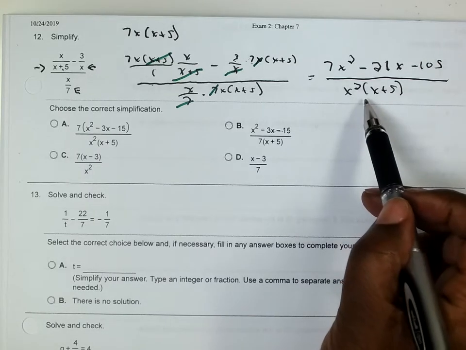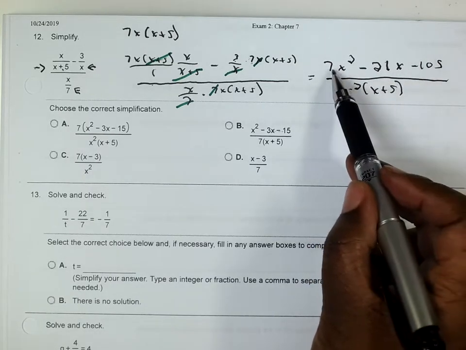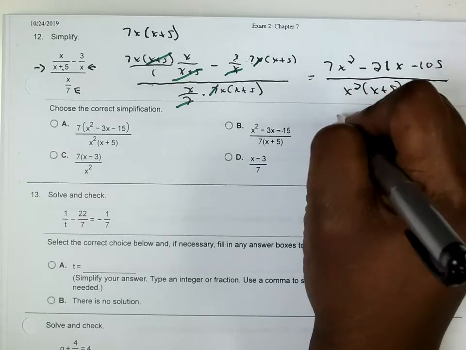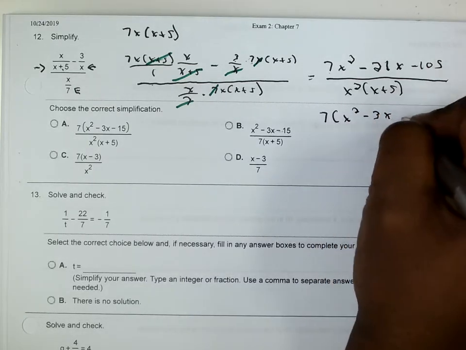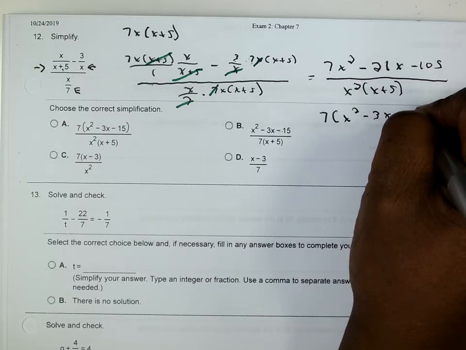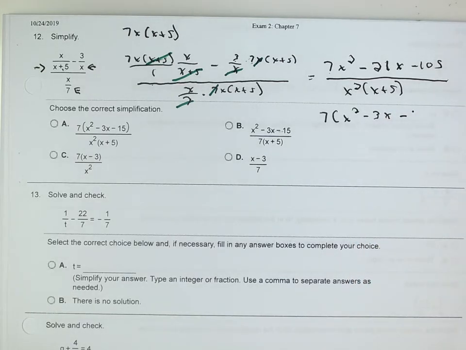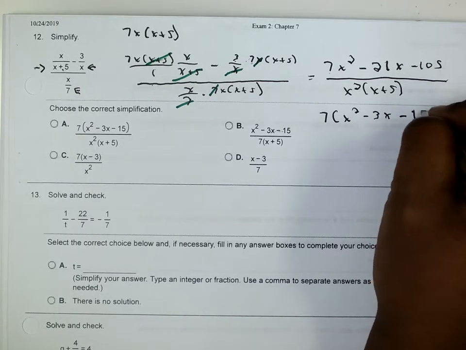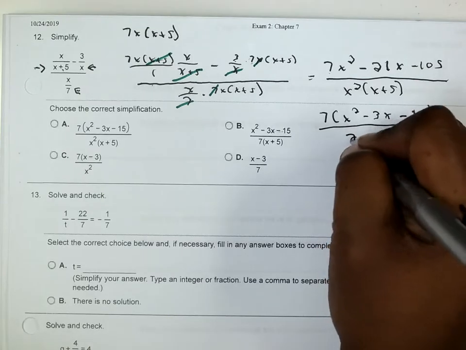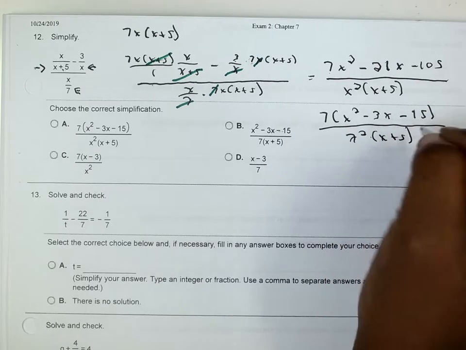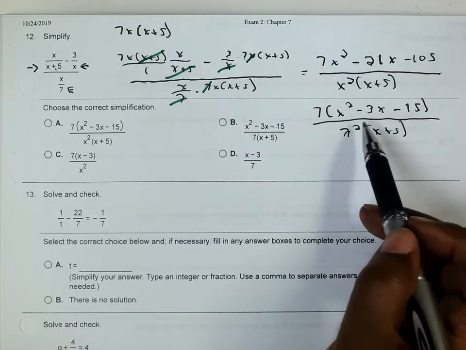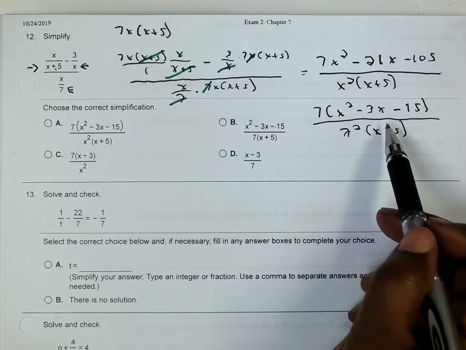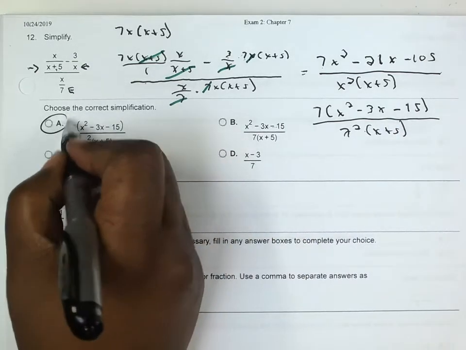So I left this kind of in factored form because I want to see if I can factor the top. I know I can factor at least the 7 out of everything. So if I pull that 7 out, I have x squared minus 3x minus 105 divided by 7 is minus 15. Alright, can I do anything with that? 15 is 5 times 3, the difference is 2, so that's not factorable. So that's as far as I can go, so that one would be A.